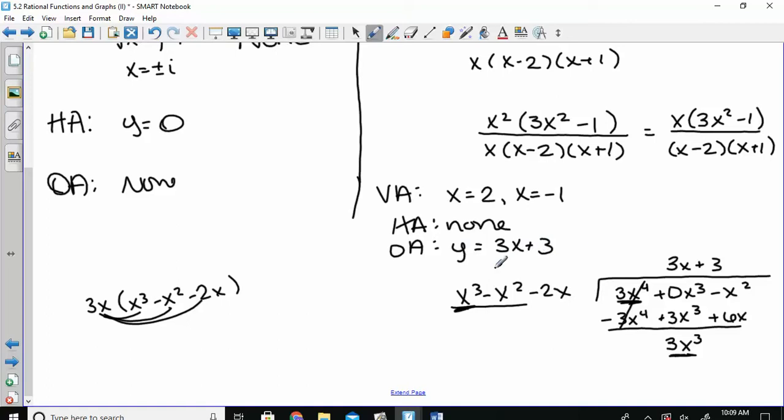I know that was a little more tricky. I don't expect you to be able to do those on your own yet. Right now, I'm wanting you to recognize when there will be an oblique, which is when the degree of the top is 1 higher. We will be doing a lot more of these before we get to homework.